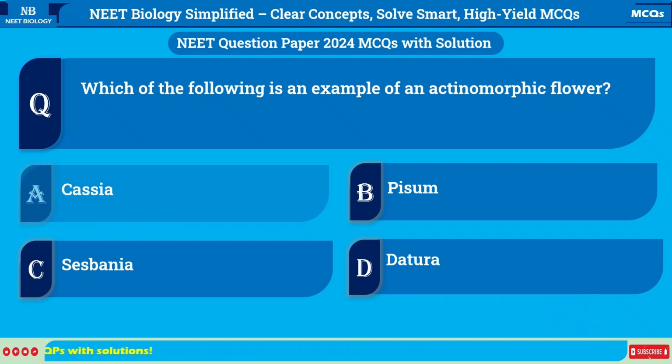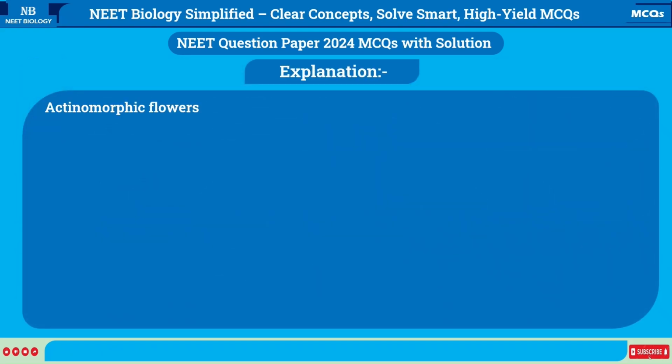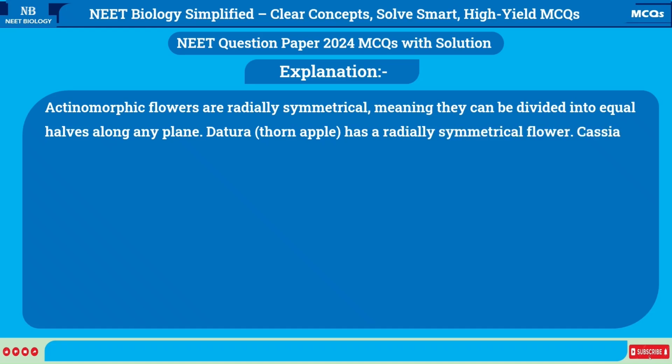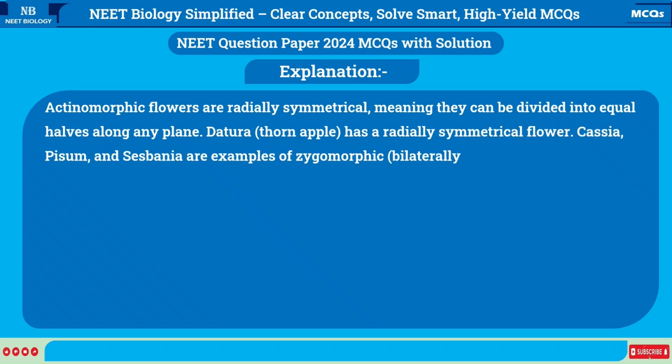Correct answer is D. Datura. Actinomorphic flowers are radially symmetrical, meaning they can be divided into equal halves along any plane. Datura, thorn apple, has a radially symmetrical flower. Cassia, Pisum, and Sesbania are examples of zygomorphic, bilaterally symmetrical flowers.